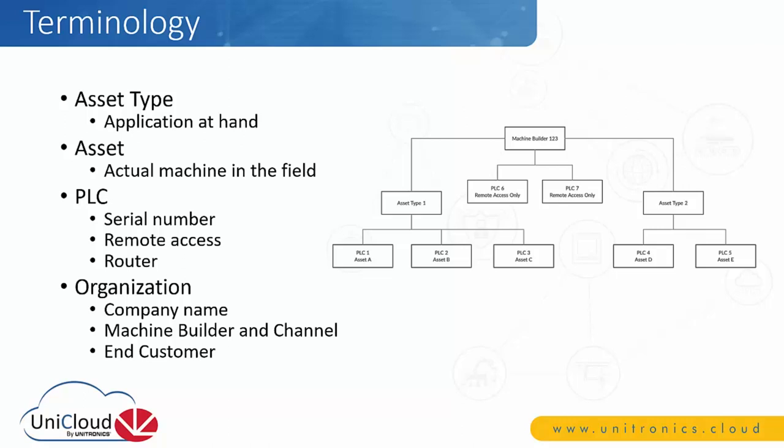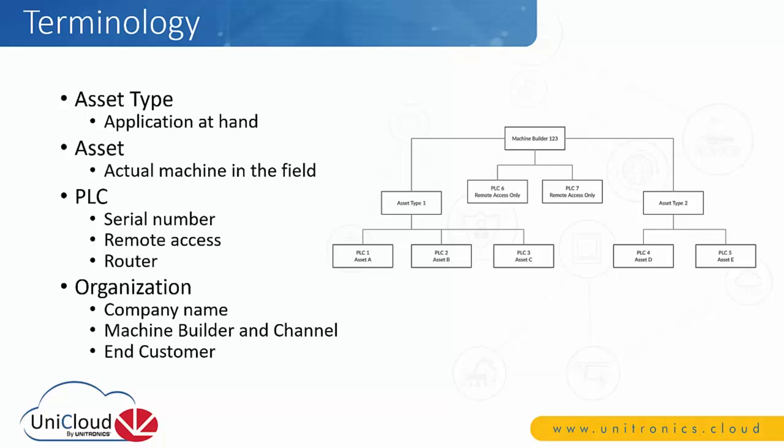An asset type is the application at hand. The asset type is going to hold the telemetry, which is being passed from the controller to the cloud interface. This data is then displayed in a format of your choice on defined user dashboards that allows navigation to different areas of the interface. An asset is the actual machine in the field that is running the asset type.